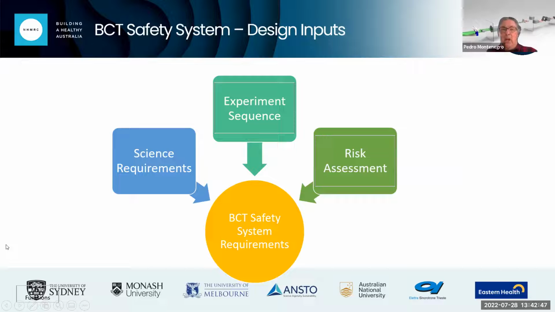Now, behind the safety system, these are the key things that we had to consider. We looked at the science requirements, which was what dose and number of images were required with a live patient to do it safely. We developed the experimental sequence. We did a risk assessment. This is a 32-page Excel spreadsheet, which is very complex. It took more than a year to develop, with a team of mechanical engineers and safety engineers. And that all led to the BCT safety system requirement, the iPass.